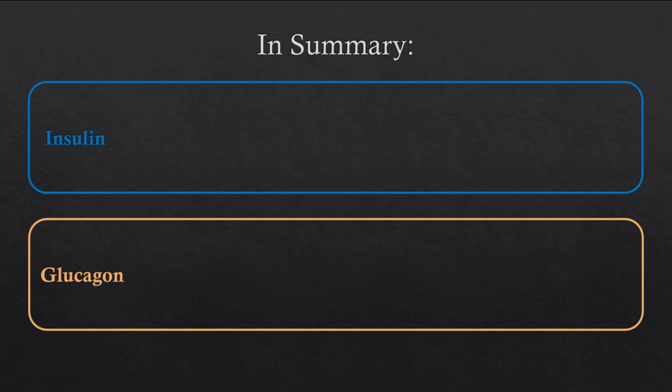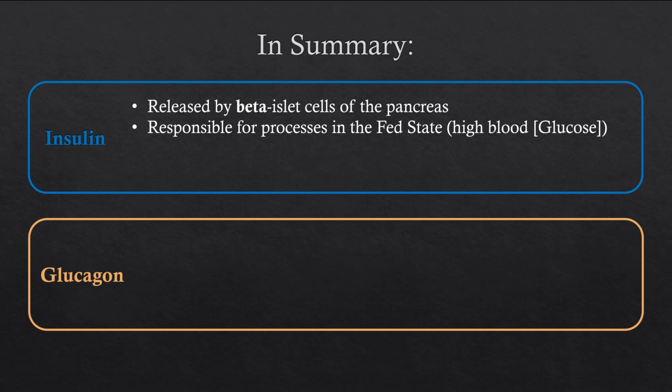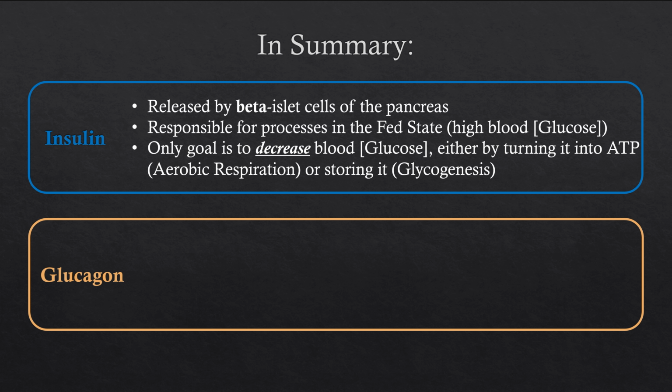So in summary, when we're looking at both of these hormones, we're going to start off with insulin. Insulin is released by the beta islet cells of the pancreas. Obviously, that's not something that we've talked about so far. So surprise, surprise. Great. More stuff that you need to memorize. How fun for you. Insulin is also responsible for every single process in the fed state when we have high amounts of glucose in the blood. And so basically, insulin's only goal is to decrease blood glucose. It's going to be catalyzing all of those processes that are pointing away from glucose. We're either going to turn it into ATP through aerobic respiration, or we're going to store it in glycogenesis.